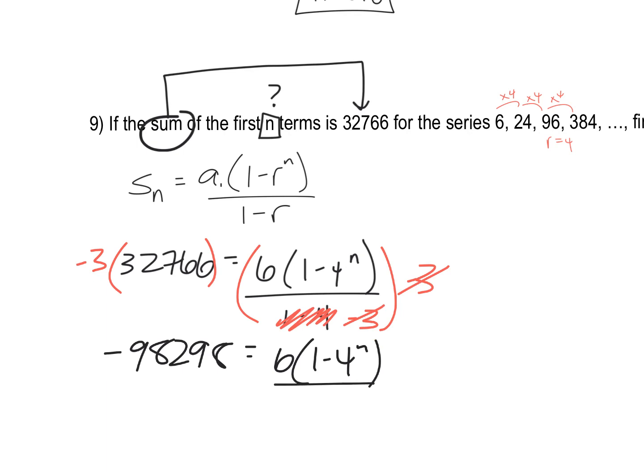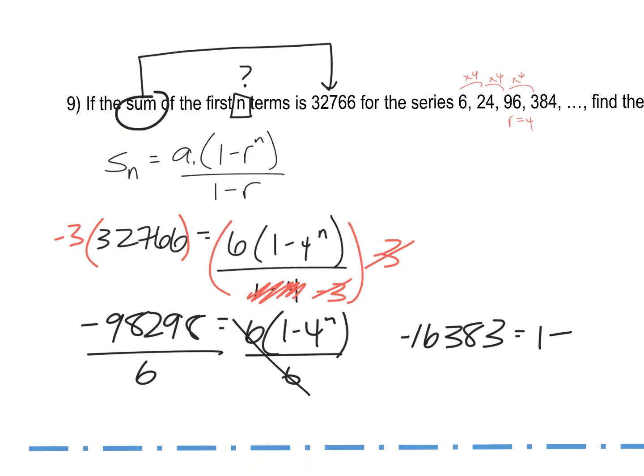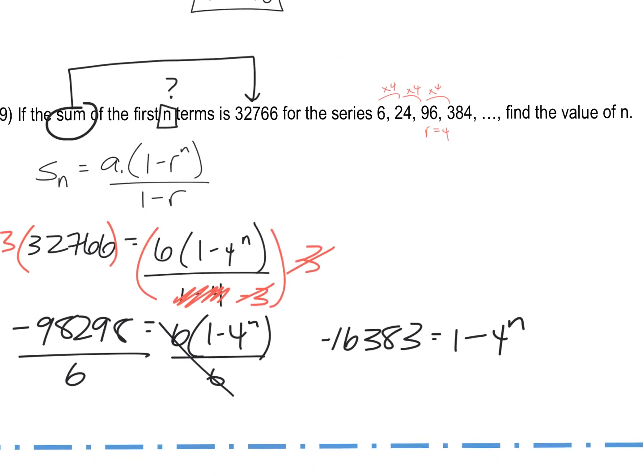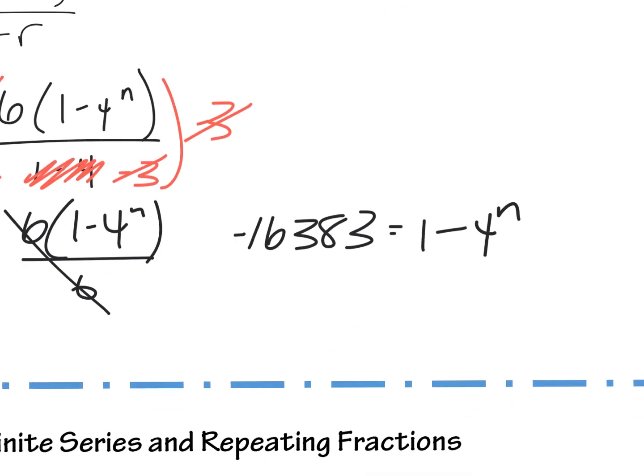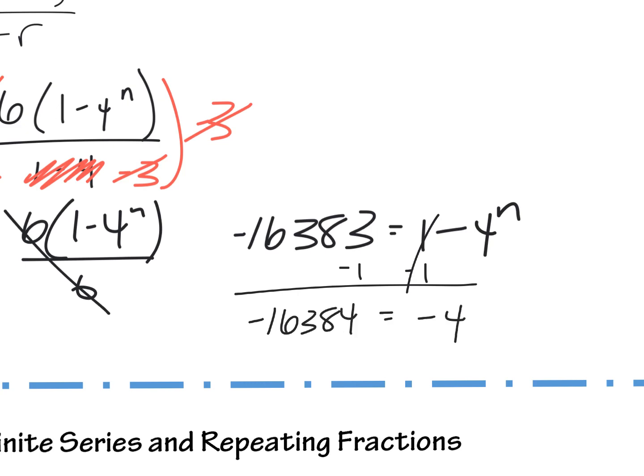Okay, let's divide both sides by 6. That's something that I could do pretty quickly also. And that's going to give me negative 16383 equals 1 minus 4 to the n. Okay. Still just trying to solve for this n. I know it's in the exponent, so that's going to be a little bit tricky, but I can probably subtract 1 from both sides too. So I'm going to get negative 16384 equals negative 4 to the n. Dividing both sides by negative 1 changes these to positives.